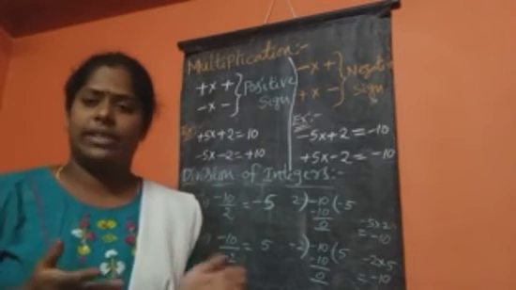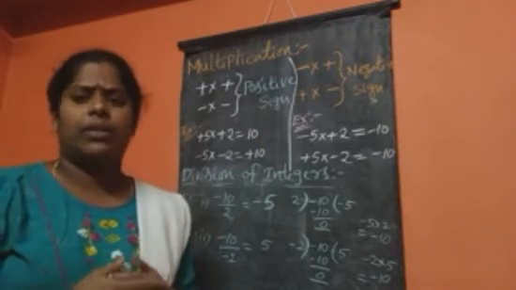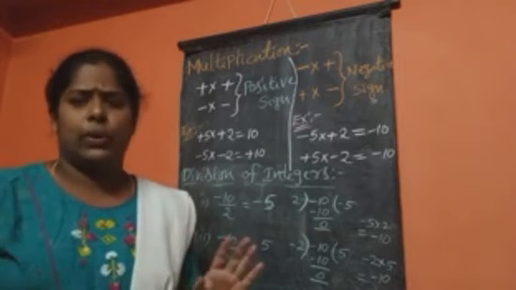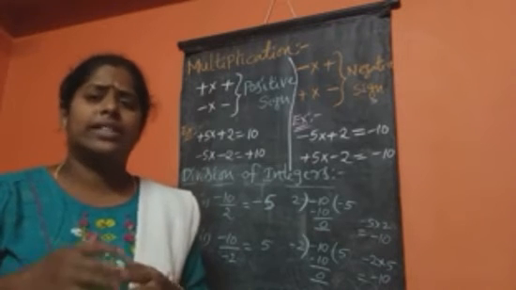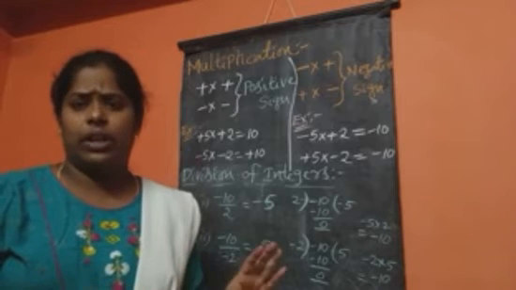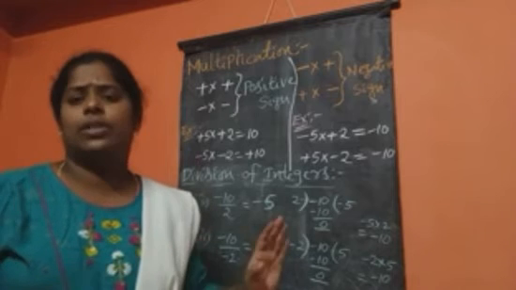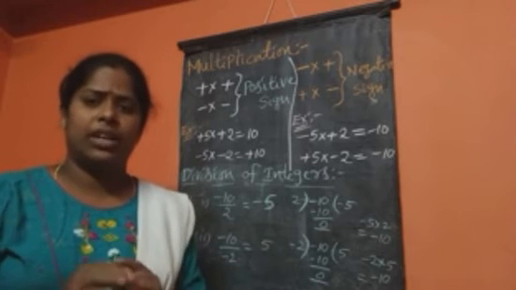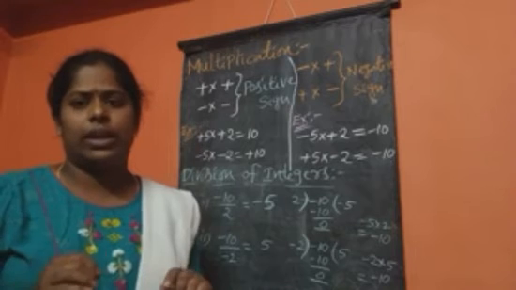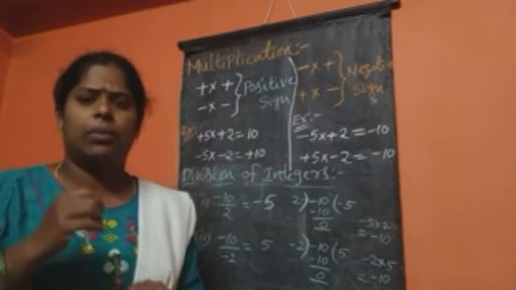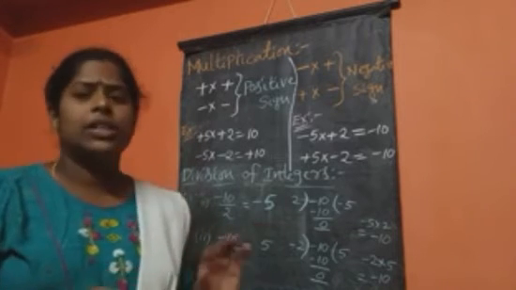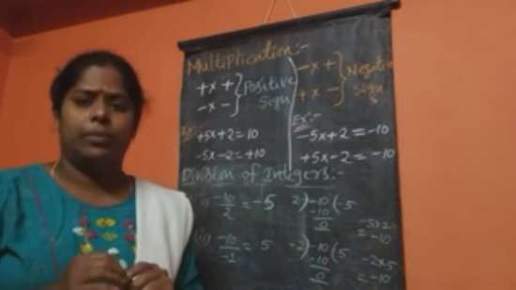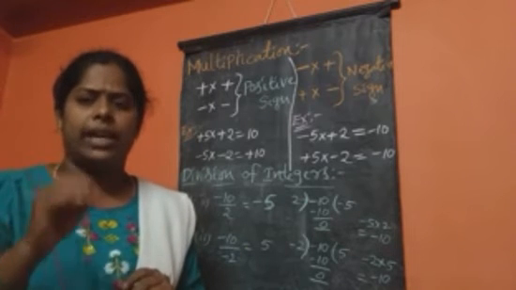When two numbers have the same signs, after multiplication we get a positive sign only. When the two numbers have different signs, the answer gets a negative sign only. So there is no confusion in that. Multiplication is very easy, as it is easy to recognize which sign to keep on the left side of the answer. In addition and subtraction only, we have to keep the sign carefully.